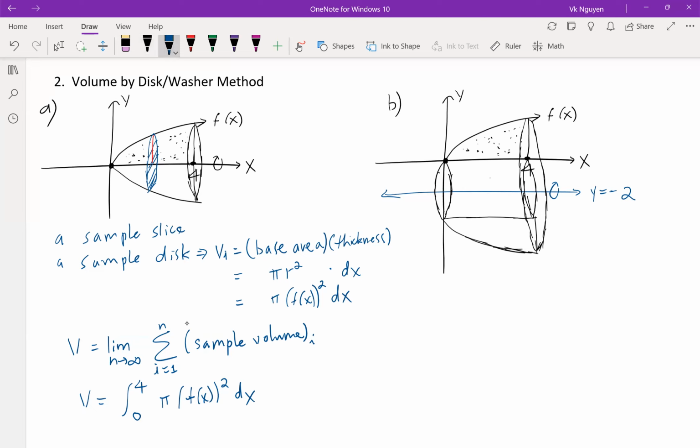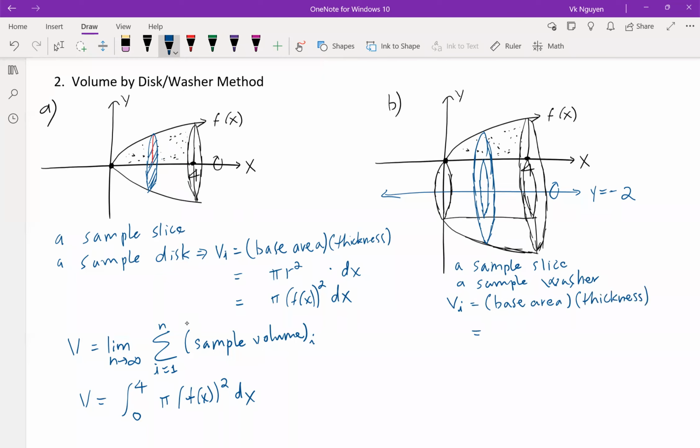Cut a sample slice. Same thing here. This sample slice is going to have a hole in the middle. What do we see here? This is a washer. A sample slice, it's a sample washer. We calculate the volume of this sample washer. The same formula is base area multiplied by thickness.